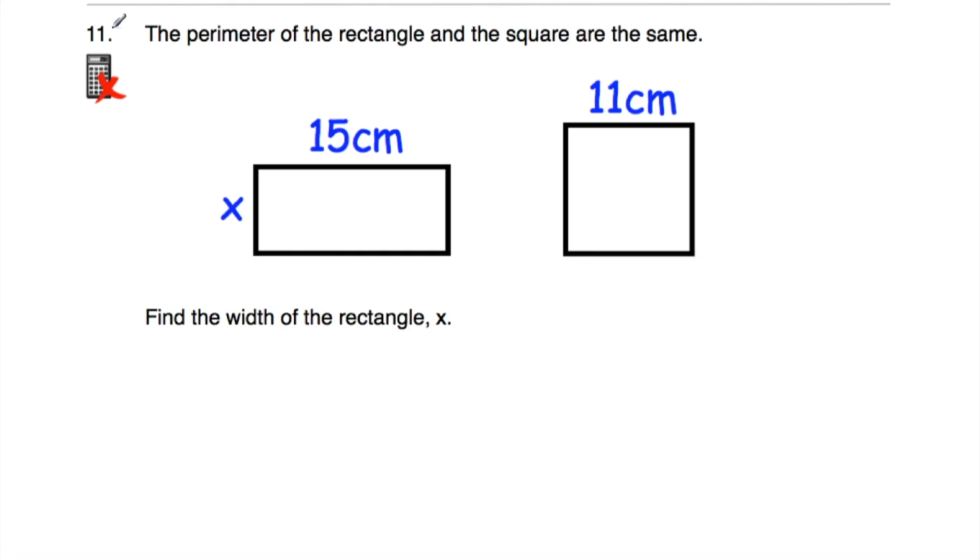Okay, let's have a look at our next question, question number 11. So question number 11 says the perimeter of the rectangle and the square are the same. So these two shapes have got the same perimeter, and then we've been asked to find the width of the rectangle. So we want to find the length of this side here. So let's start off by looking at the square.